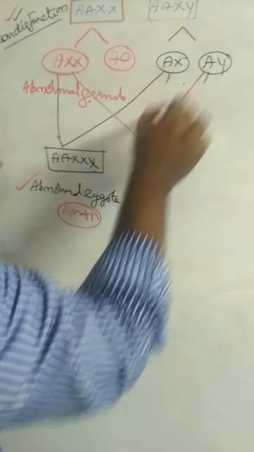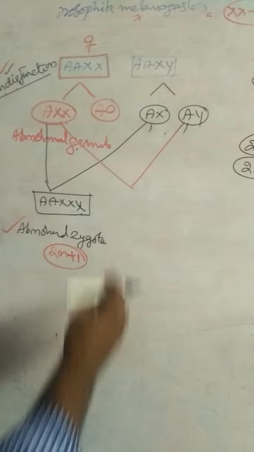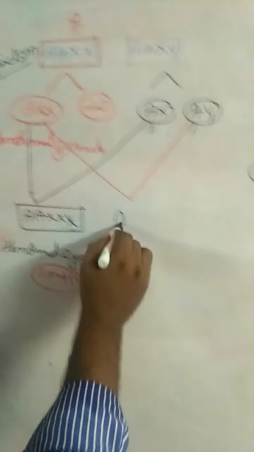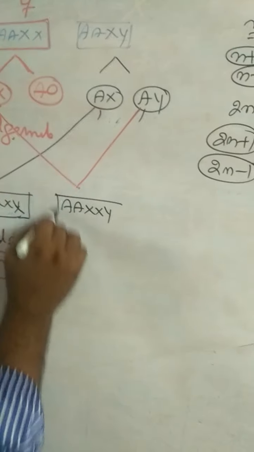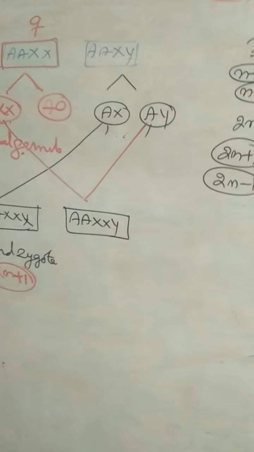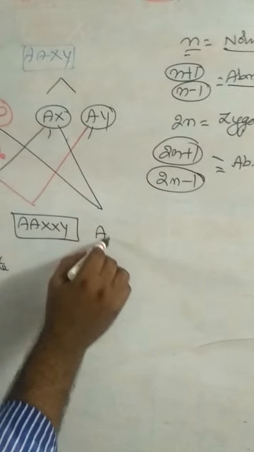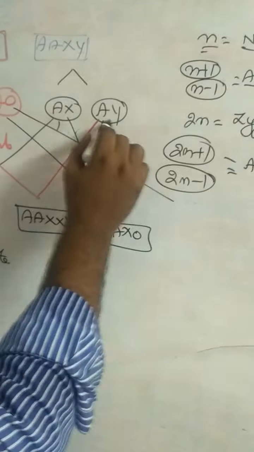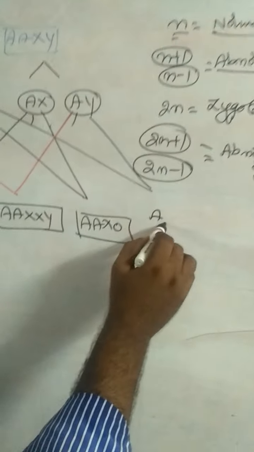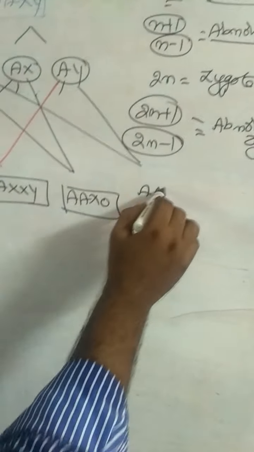Here, another abnormal one. This is 2 autosomes, X, X, Y. This is an abnormal zygote. Next, these two: A, X, 0, normal gametes. This one is also normal: A, Y, 0.